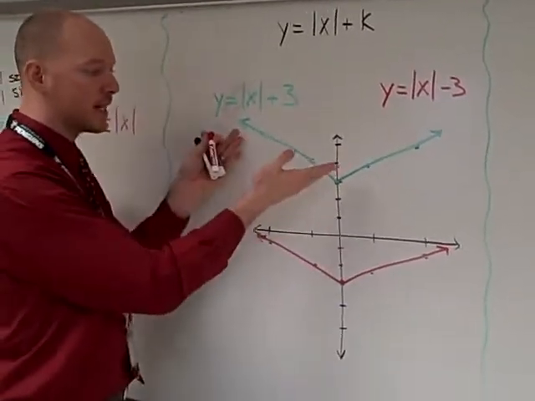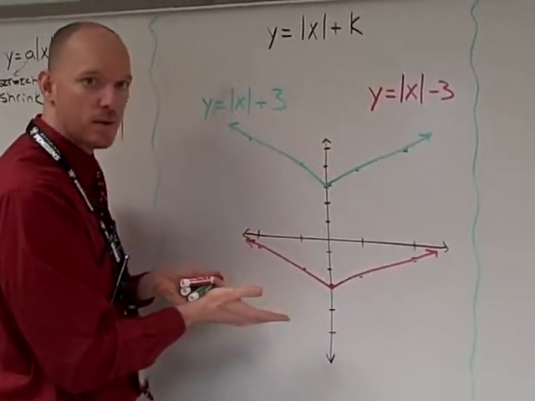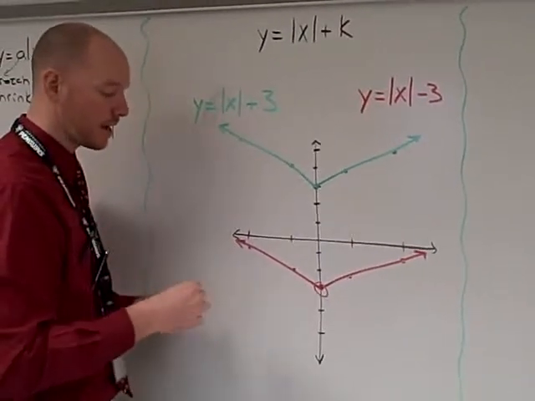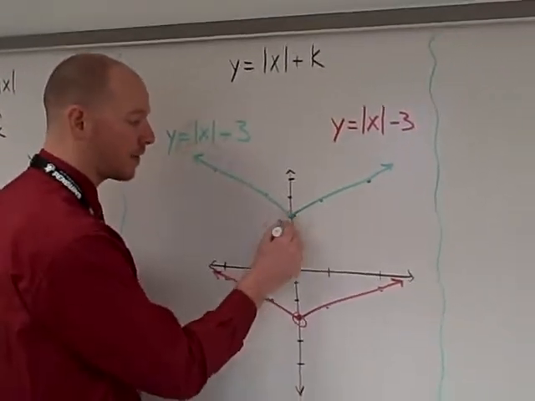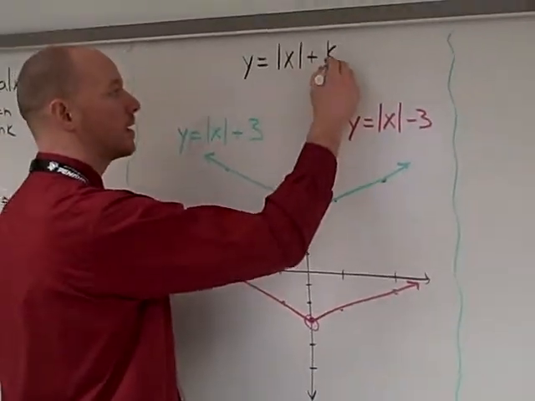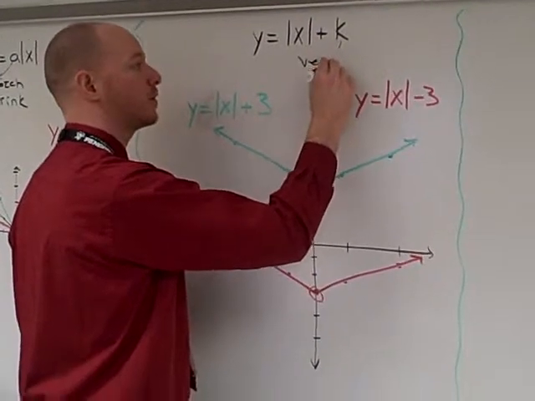We see that we basically get the exact same shape, right? But the only difference is the vertex is located in different positions other than the origin now. That's why we're going to say K represents our vertical shifts.